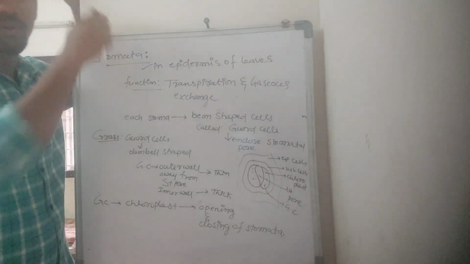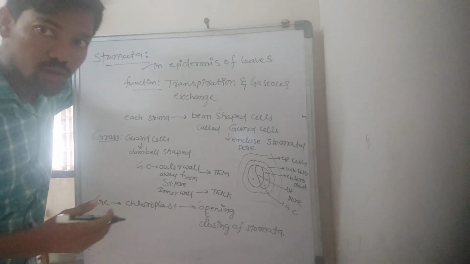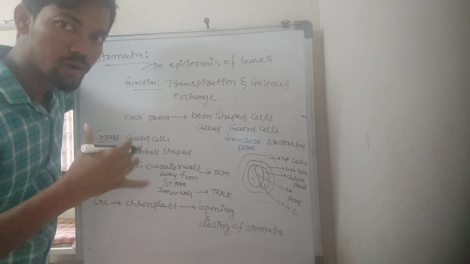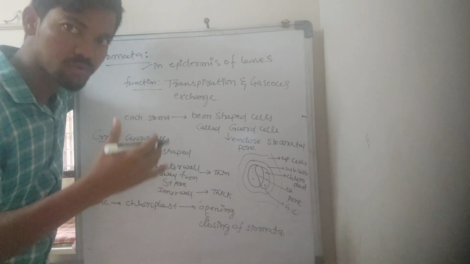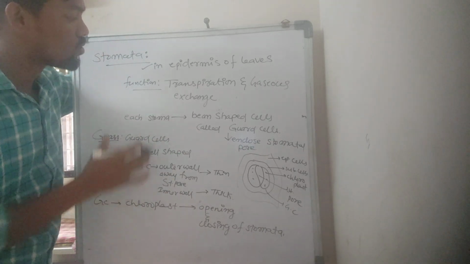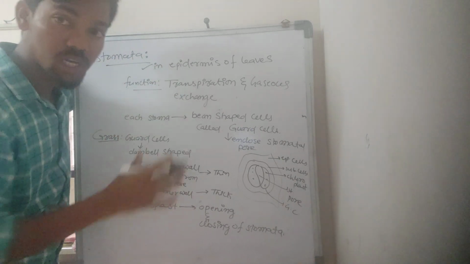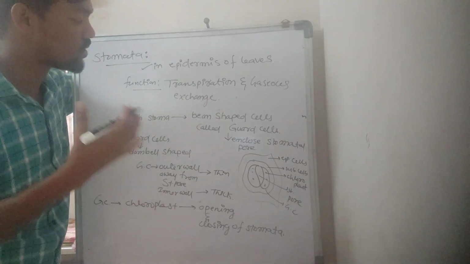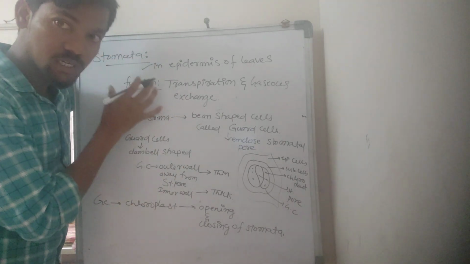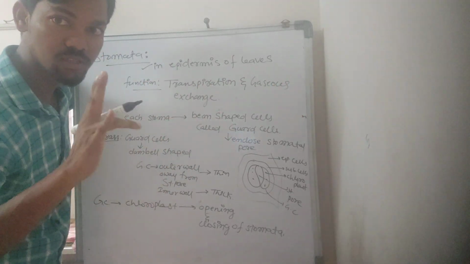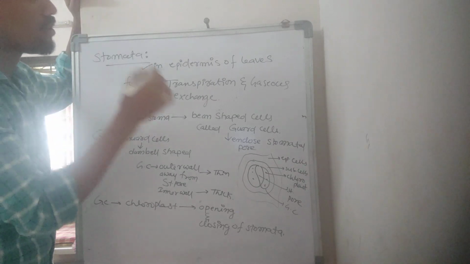Listen. Next one is stomata. After the epidermis, we will go through stomata. Stomata are present in the epidermis of leaves. The main functions of stomata are transpiration and gaseous exchange. These are the two main functions.